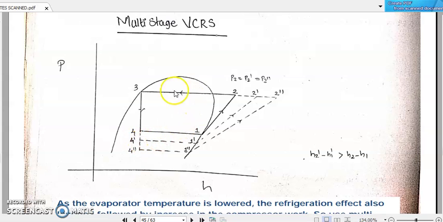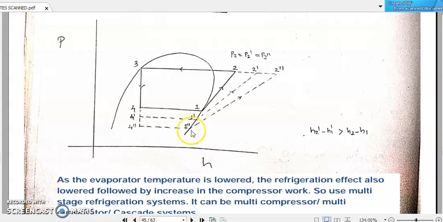Okay, and an example for the high temperature side can be, for example, the same refrigerator used as a heat pump. We studied about the heat pump in the first module. So suppose this system is used as a heat pump, it may be required to operate the condenser at a very high temperature. So in such practical cases, we may have to operate the evaporator at a very low temperature or the condenser at a very high temperature. Okay, so let us see what happens when we are operating the evaporator at lower and lower temperatures.